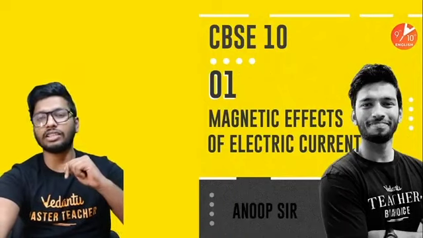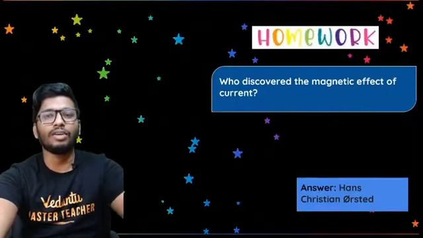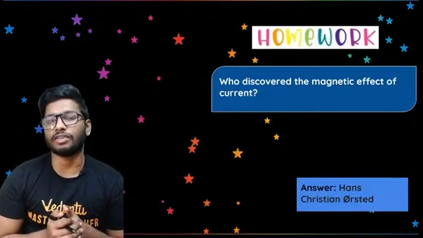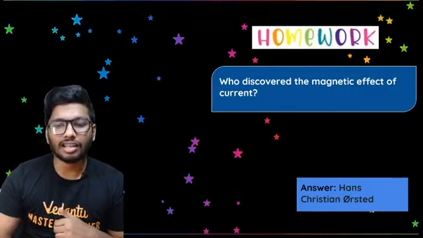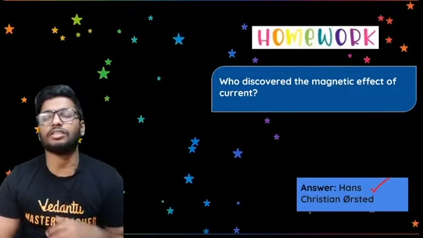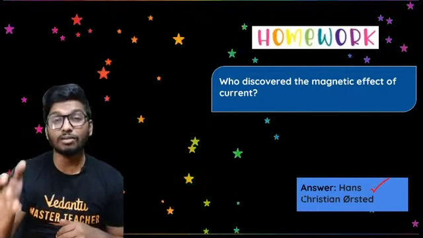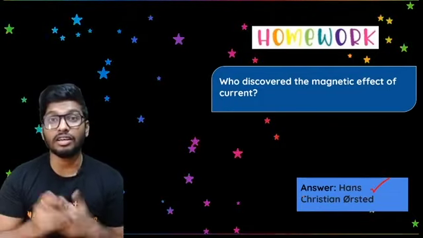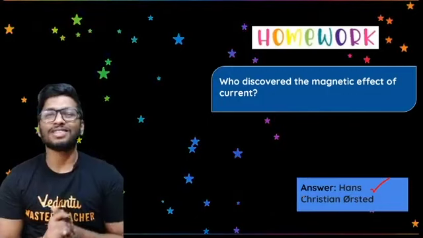So people, in the last session, magnetic effect of electric current, we had asked you homework: who discovered the magnetic effect of electric current? It was none other than Hans Christian Ørsted, or H.C. Ørsted, who actually discovered the first ever magnetic effect of an electric current. And I told you the story also, yeah. So remember that. All right.